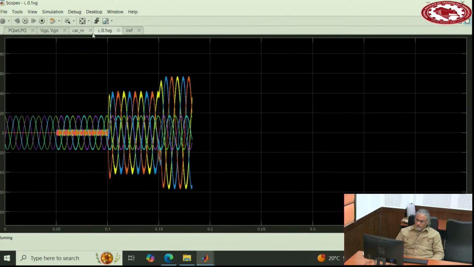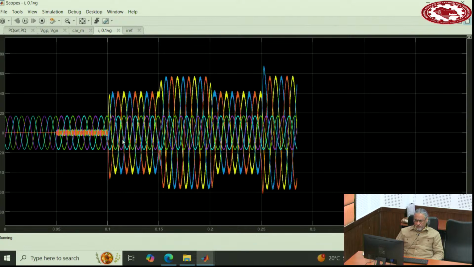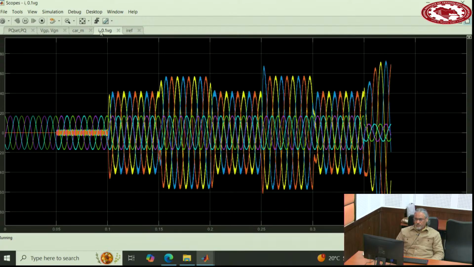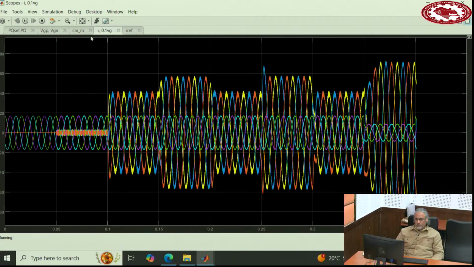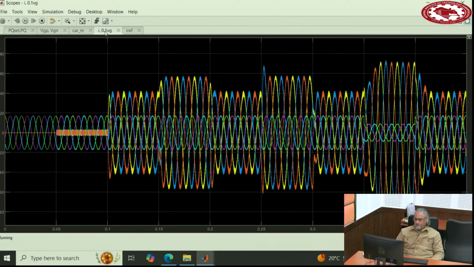Okay. So the same performance that I showed you in the figure, you will see here: the actual current and the grid voltage are shown together, 0.1 of the grid voltage. And these are the real and reactive power values, and so on.